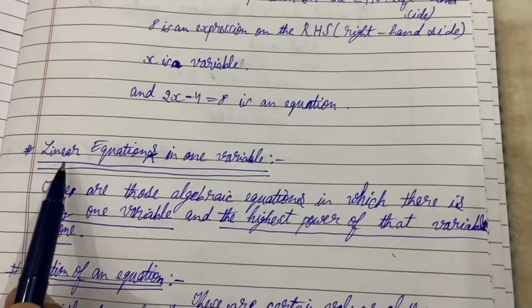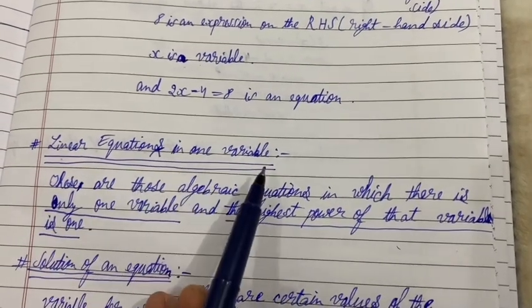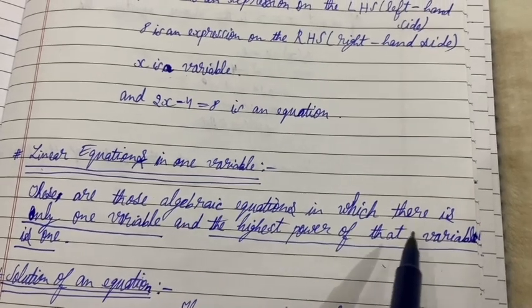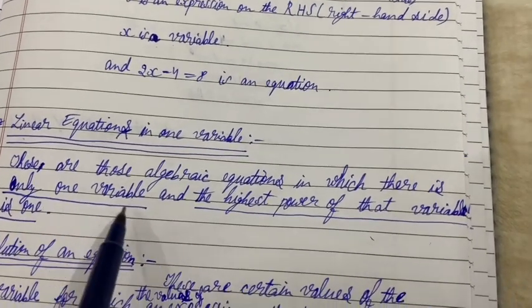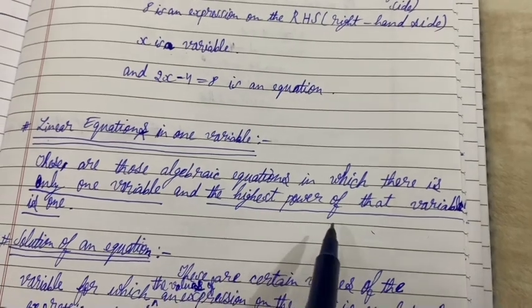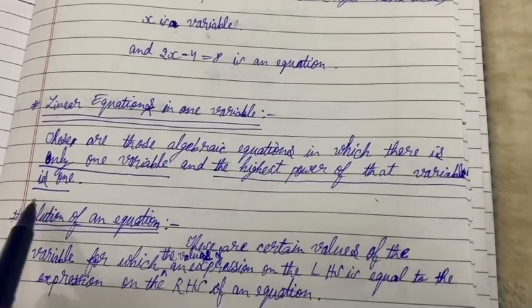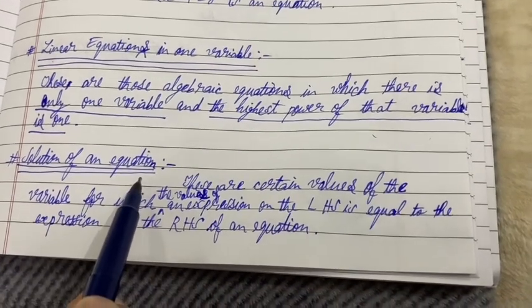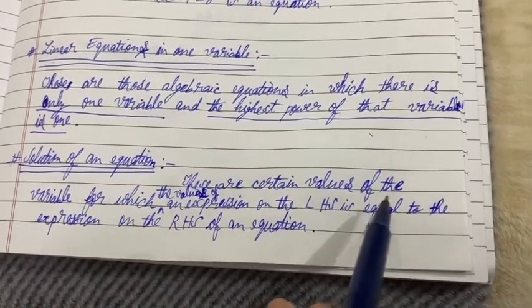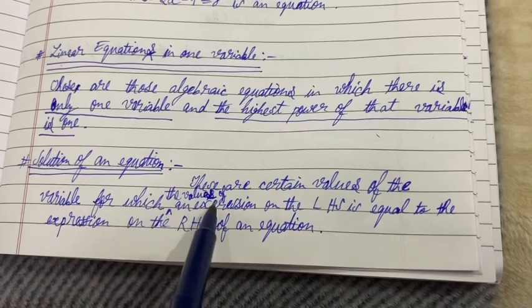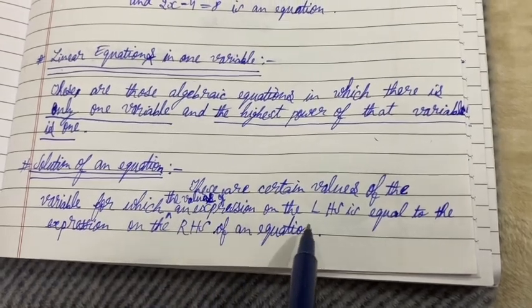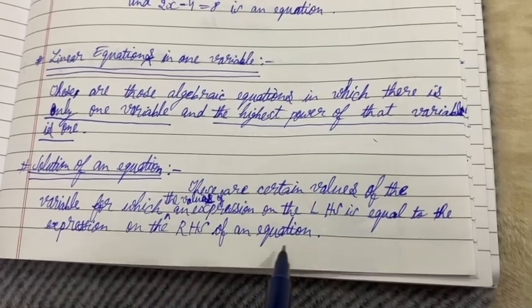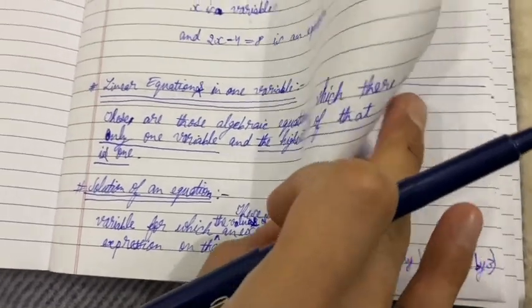Now let's start linear equations in one variable. These are those algebraic equations in which there is only one variable and the highest power of that variable is 1. What's the solution of an equation? These are certain values of the variable for which the value of the expression on the LHS is equal to the expression on the RHS of an equation.